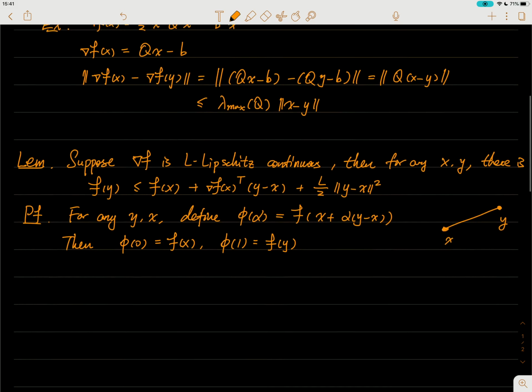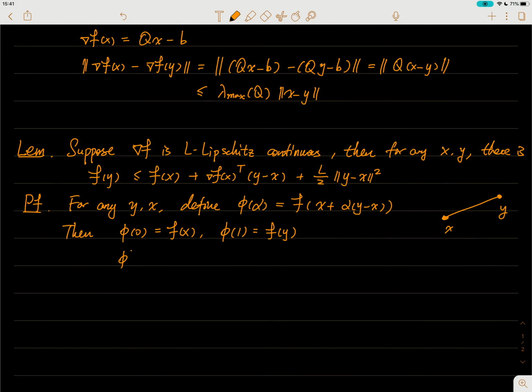Okay? And moreover, we know that phi prime of alpha, we just need to apply the chain rule to phi of alpha. We'll get gradient f of x plus alpha (y minus x), transpose, times (y minus x). So we just take the derivative with respect to alpha here, and we use the chain rule. We have done this multiple times so far. Okay, so I have this information now.